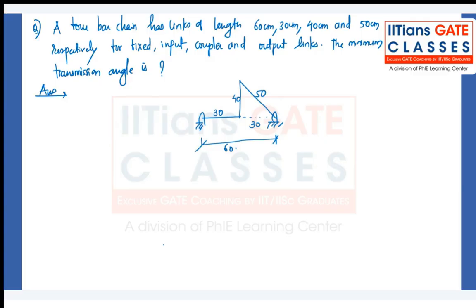They have mentioned input link is 30. Then the coupler is how much? Coupler is 40. Output link is 50. So yeah, 30 plus 30 it will be 60. I think it's right. And what is transmission angle? This is your minimum transmission angle, right? This is how you will get the minimum transmission angle. You know the cases. So basically, this is for the minimum transmission angle.